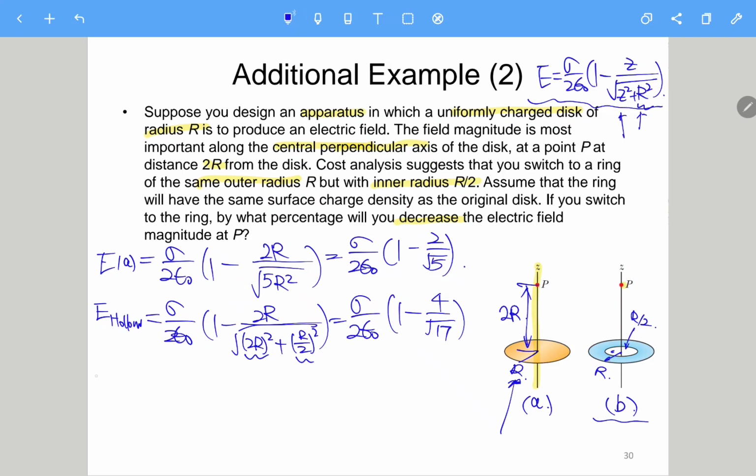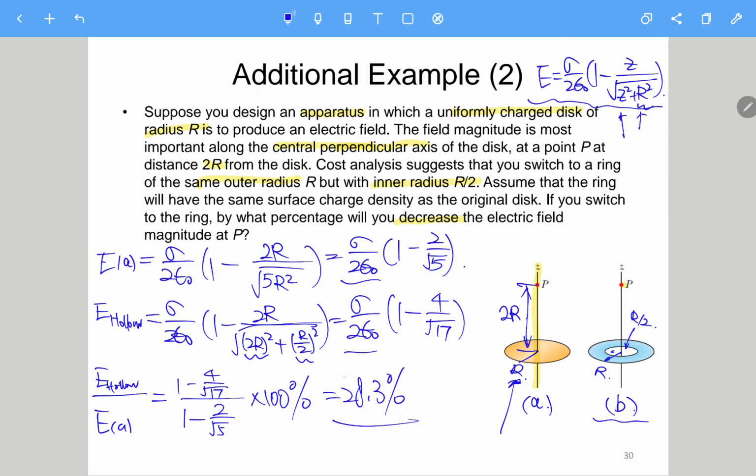So actually we have E hollow over EA, so this term and this term will be cancelled, and then we have 1 minus 4 over square root of 17, all over 1 minus 2 over square root of 5, and then multiply by 100%, which is 28.3%. So suppose we reduce these parts, the E field will be decreased by 28.3%.